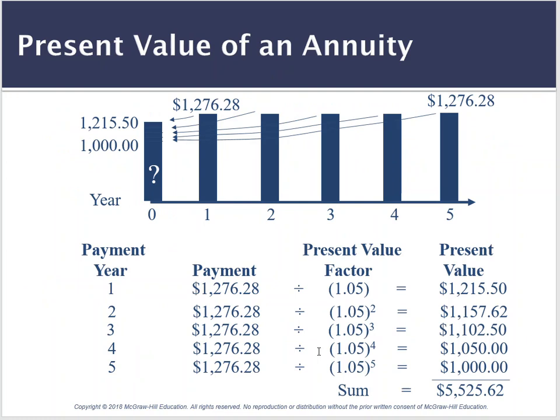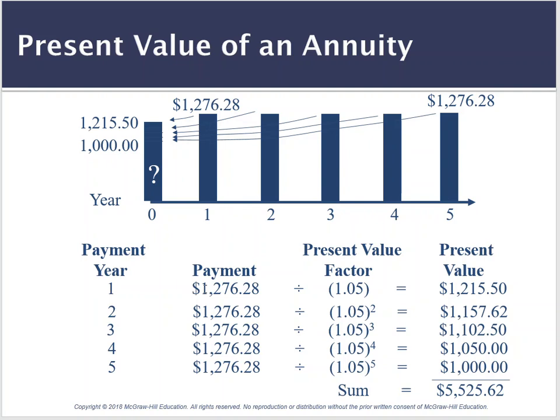Here we're going to talk about the present value of an annuity. This is very much like a mortgage payment or a car payment, anything that you are paying on a regular basis. Here it's assuming that we get $1,276 per period over the next 5 years.